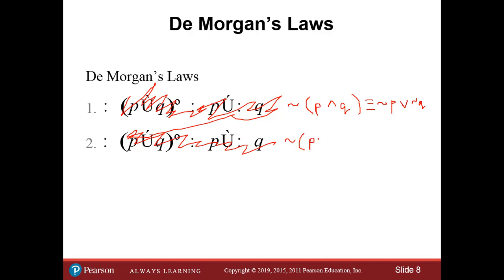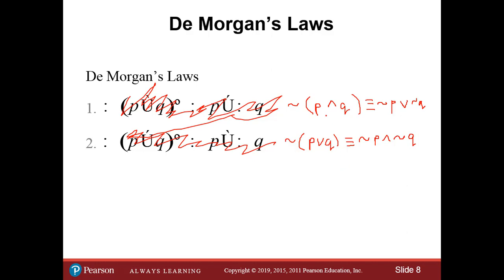And then similarly, we can do the negation of the quantity P or Q, and this is going to be, again, distribute the negation and flip the sign. So it's going to be not P and not Q. So this is DeMorgan's laws. Okay, so these are equivalent.